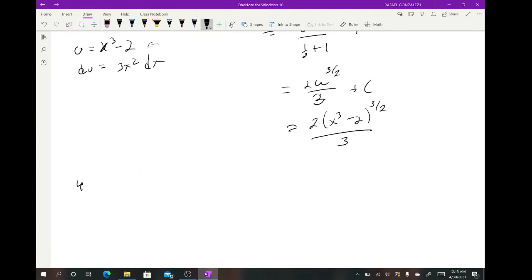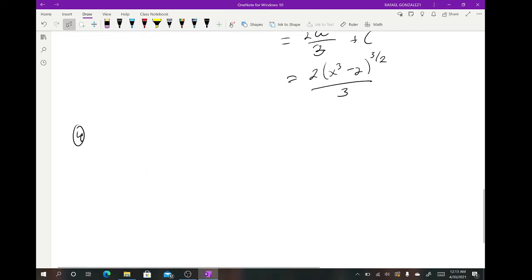Okay, let's do one more, maybe two more. Let's see. What if now somebody comes up to you and gives you this: the integral of negative 4x divided by (1 minus 2x squared) to the power 2, dx? Well, we haven't really dealt much with these before.